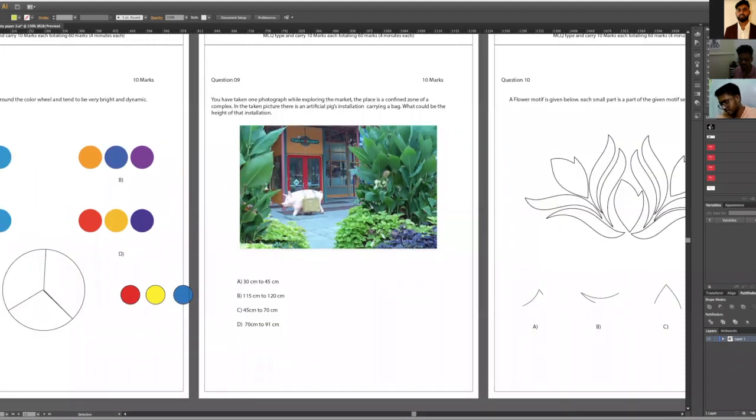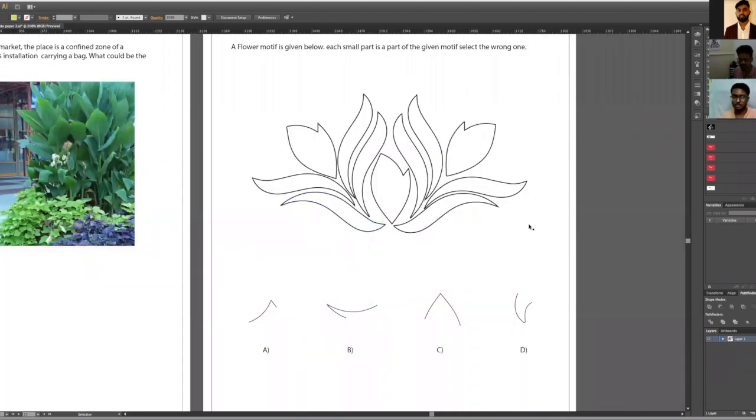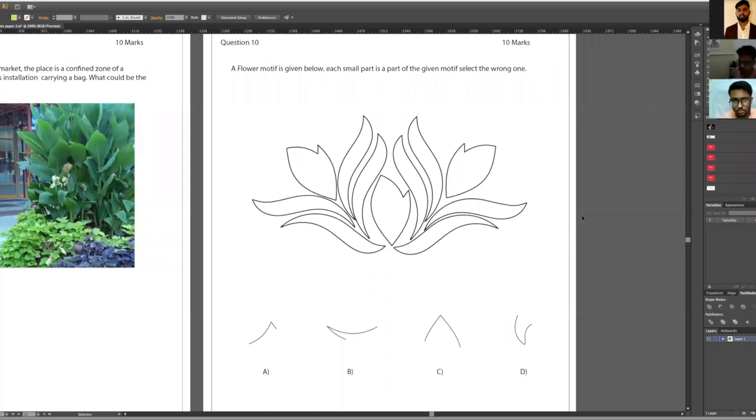I think this is not a struggle part. Is anyone struggling here? This question, a flower motif. Everyone knows motif? What is motif? Okay, no one knows what a motif is, but got the answer. So anything printed that you see on your bedsheet or sari, or some sort of symbol, that we call a motif. Fine, we repeat this pattern.